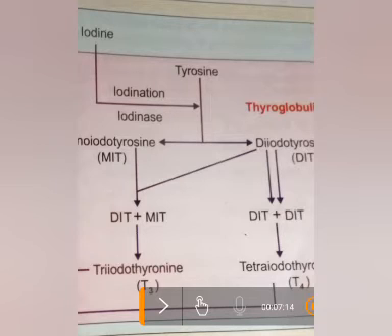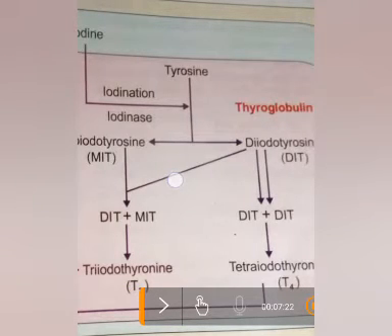In this process, first the iodine is transported to the follicular cavity, and in the follicular cavity it binds with thyroglobulin. This process is called organification of thyroglobulin.